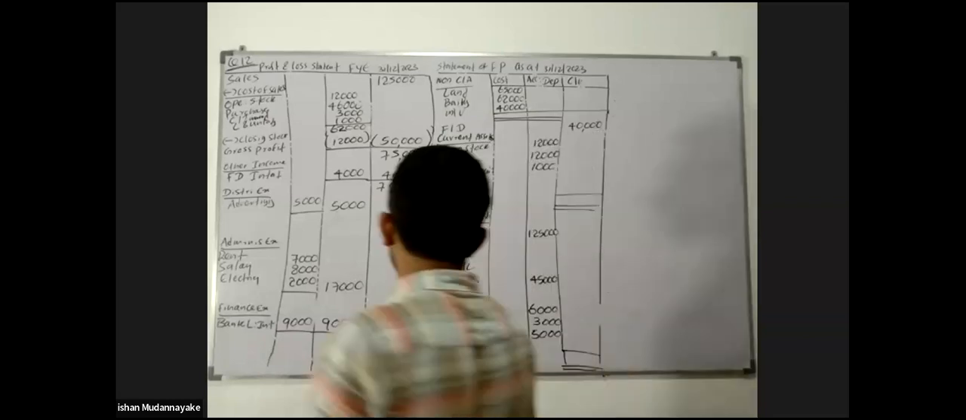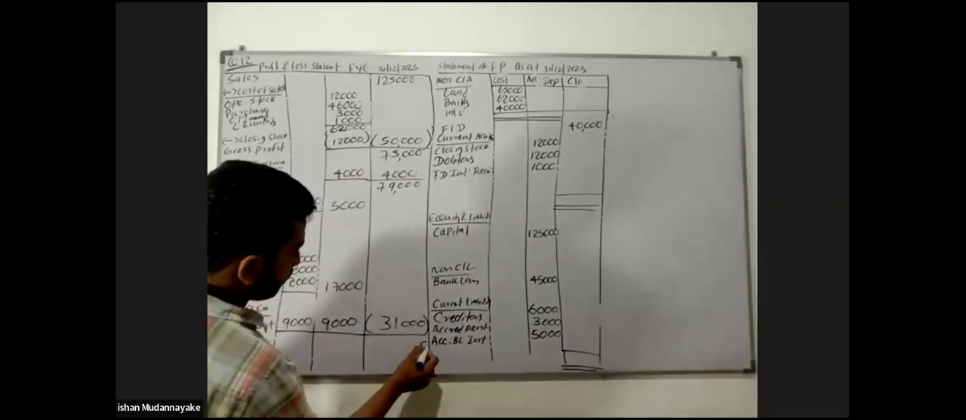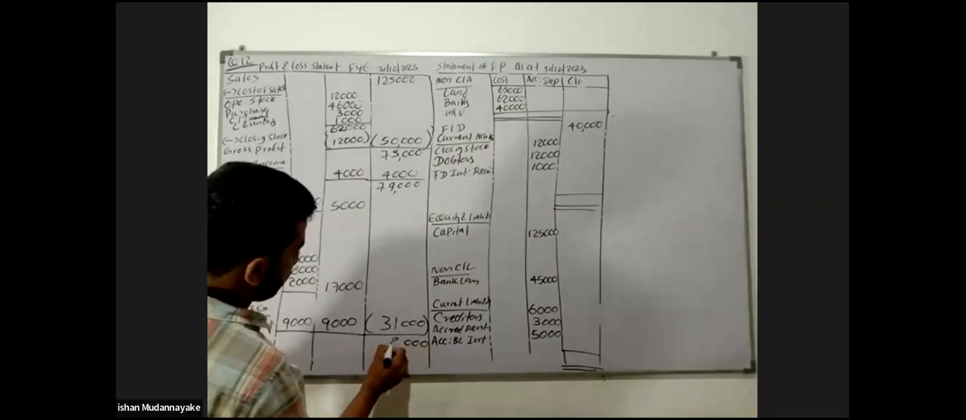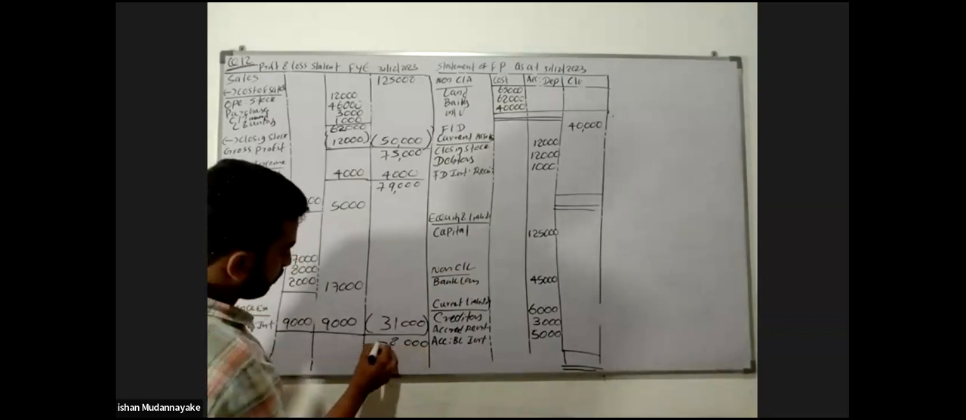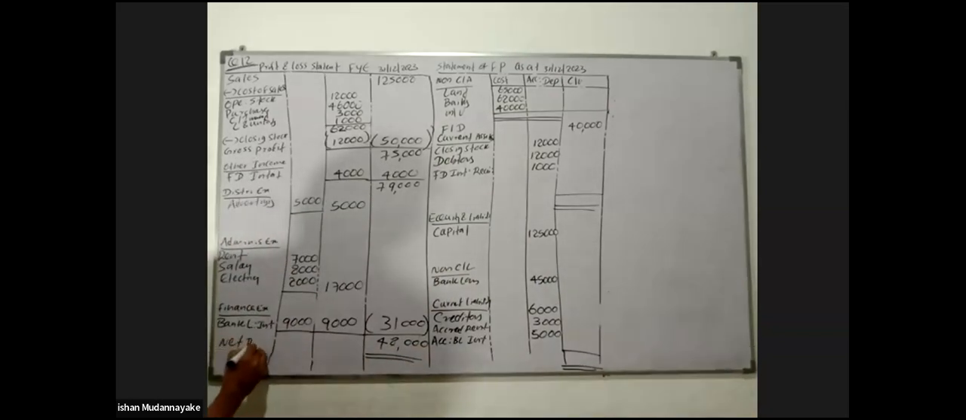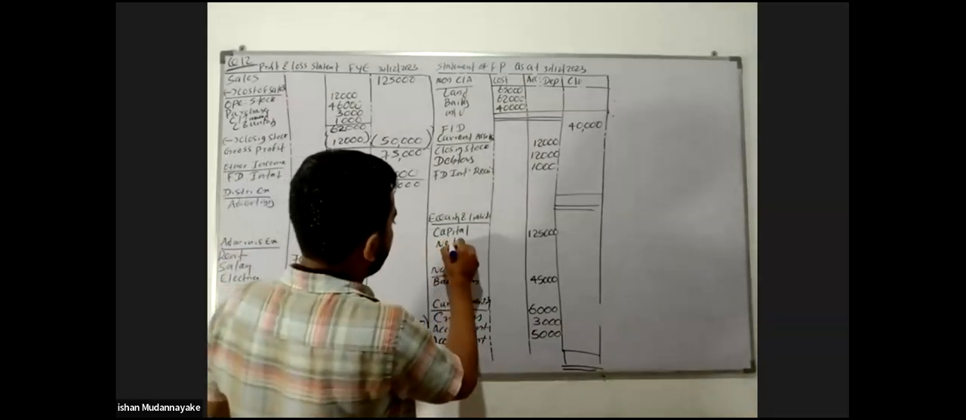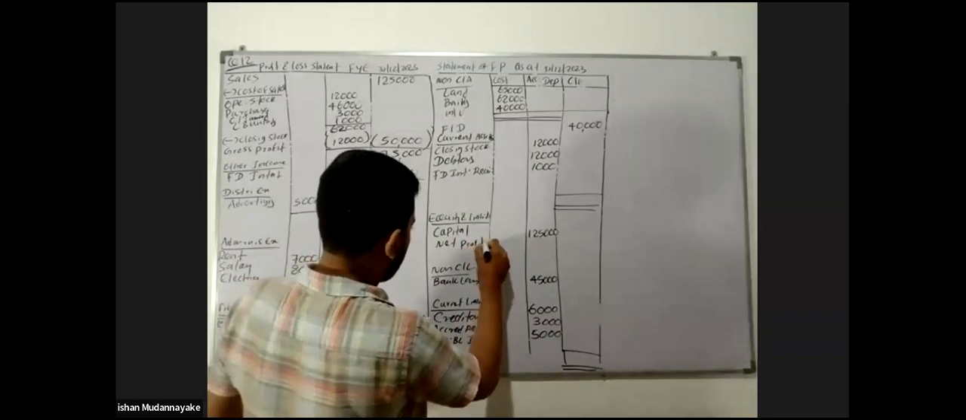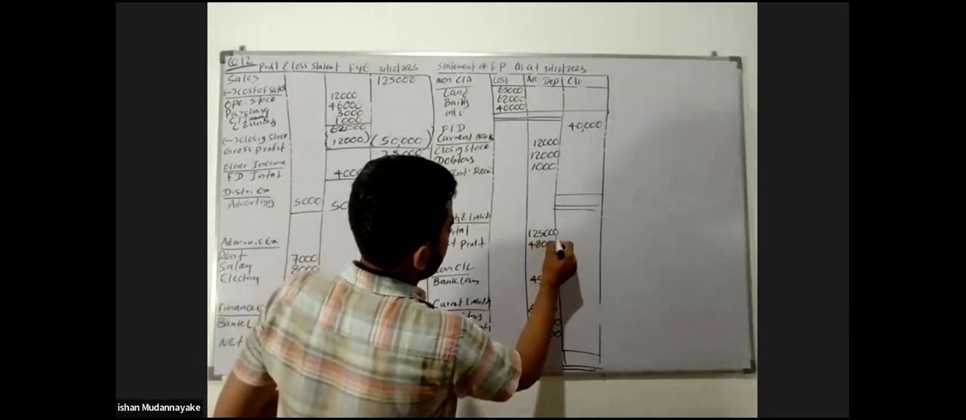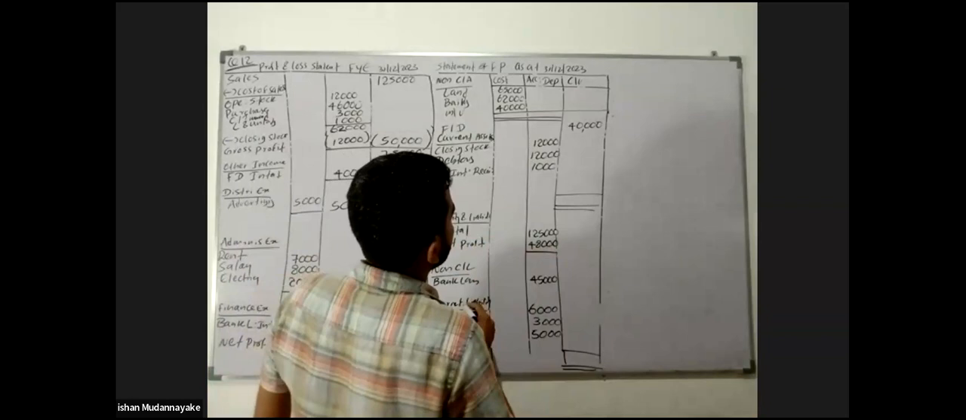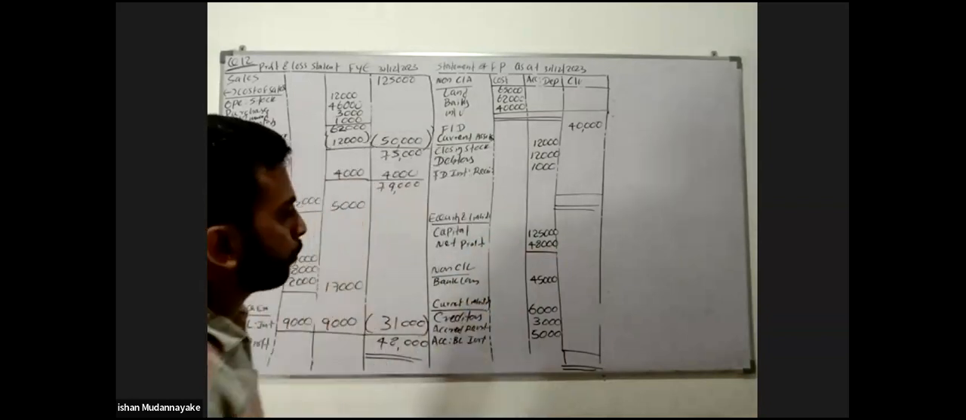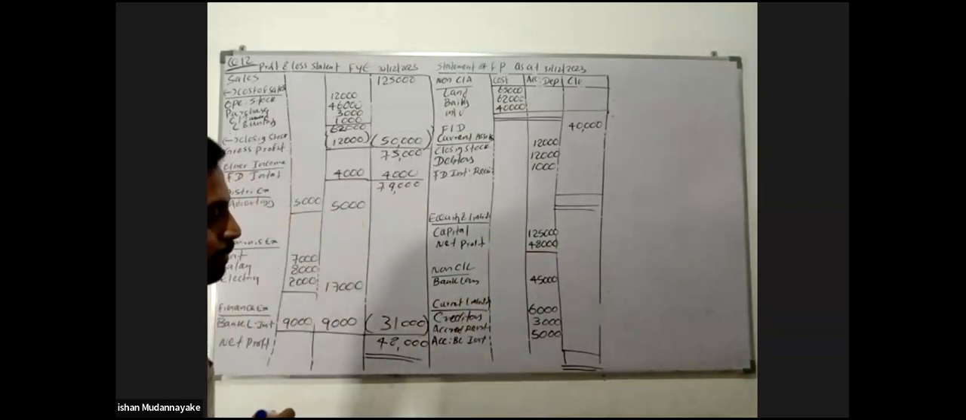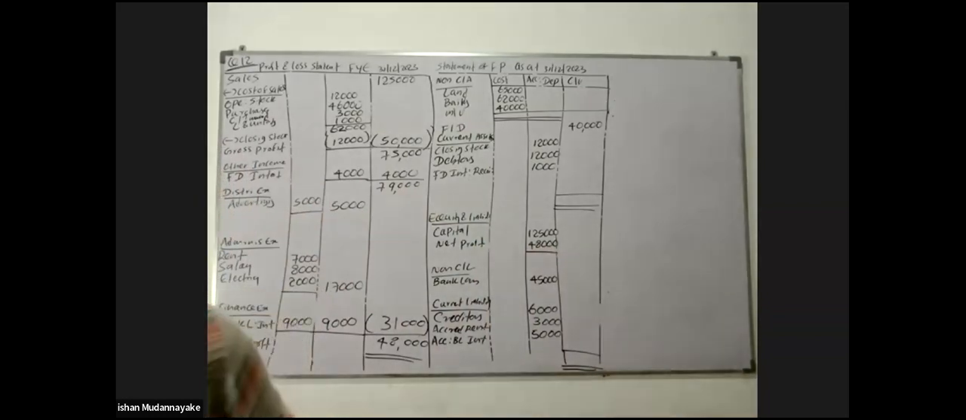For the period, how much is the profit of the period? 48,000 net profit. Capital plus net profit. Right, and then quickly balance the statement of financial position.